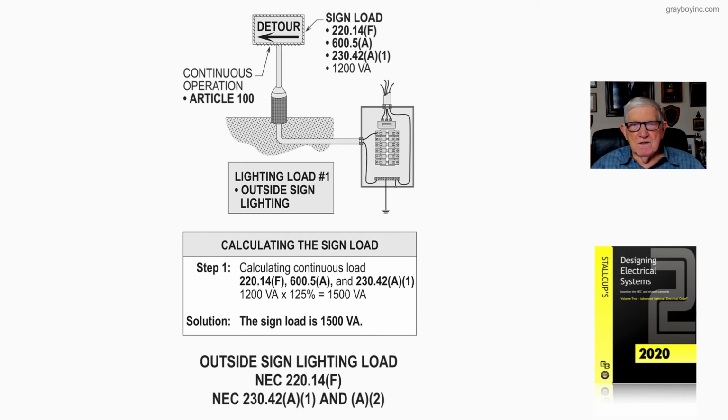Now, to determine the calculation procedures for the sign load, step 1, calculating non-continuous load: 220.14(F), 600.5(A), and 230.42(A)(1). Now 125% of 1200 VA is 1500 VA, and the minimum sign load in the solution is 1500 VA, and that's exactly what this figure 23-8 is illustrating to the user of the NEC.